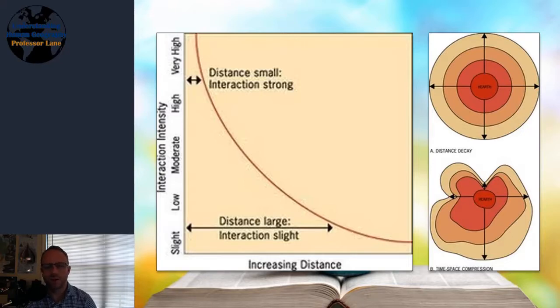Now, the figure on the right is a representation of time-space compression, or space-time convergence. Now, this theory argues that as technology improves, people or objects are more likely to interact over greater distances.